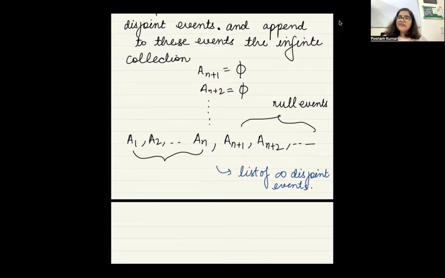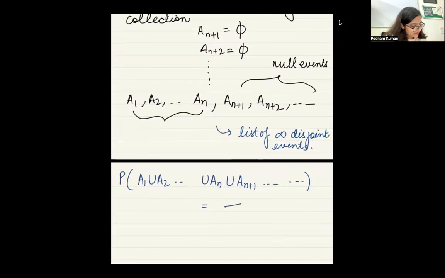If I have a list of infinite disjoint events, I can apply axiom 3. So axiom 3 will tell me that the probability of A1 union A2 till union An plus 1 till infinity is nothing but the summation, i going from 1 to infinity, of probability of Ai. Yes or no?